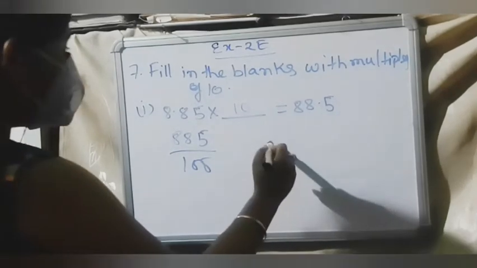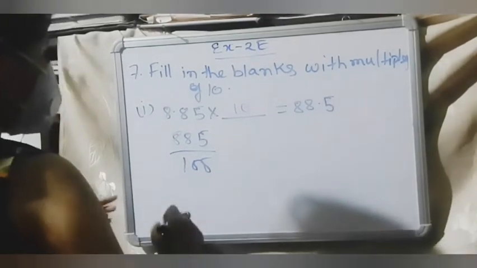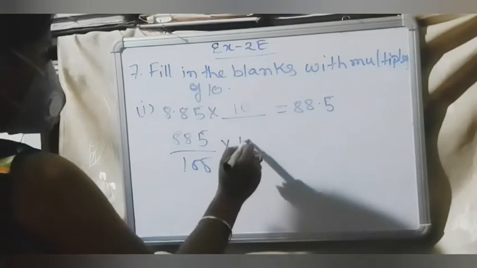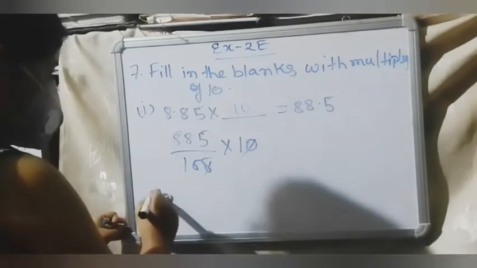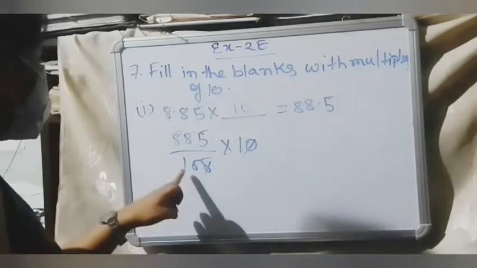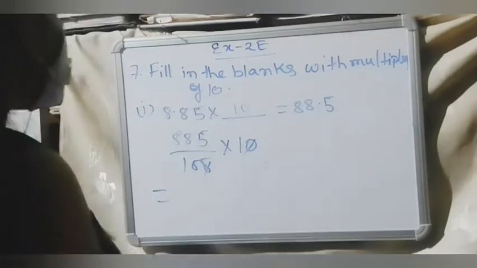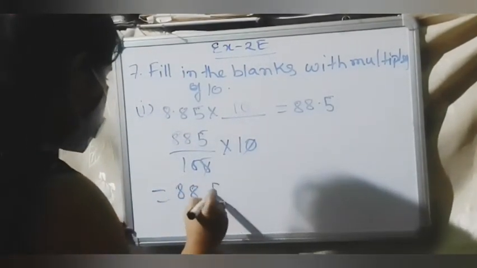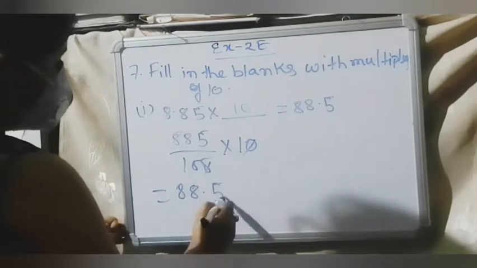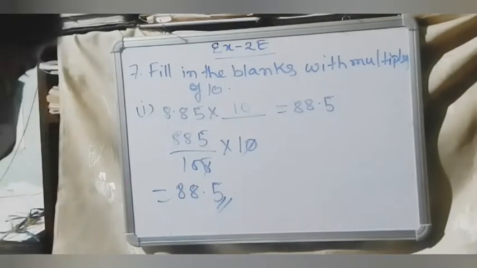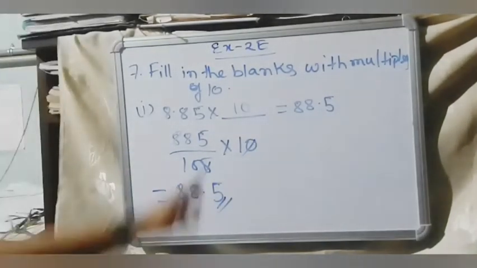Okay. Now in order to make 88.5 in one digit, if I multiply by 10, the 10s cancel. Now as I told you, after 10 that means you will place the decimal point before one digit. This is your answer. You understood? You understood how this 10 came?